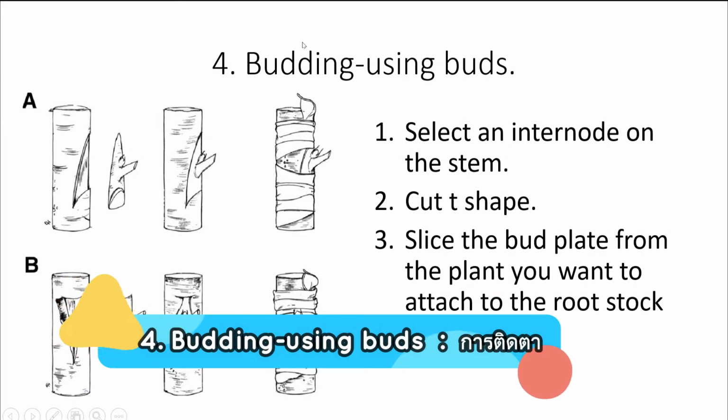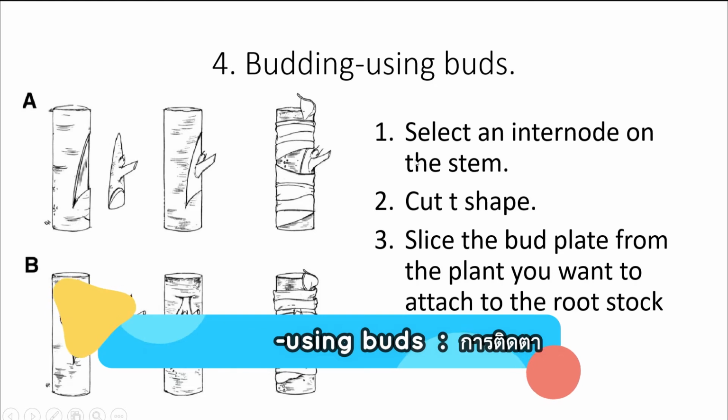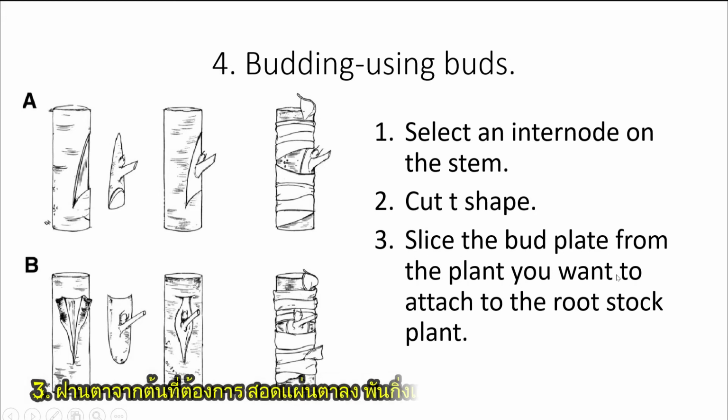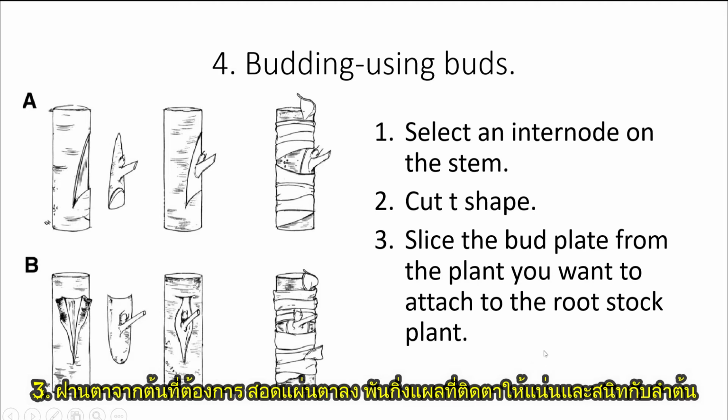This is budding, using buds. This is the bud of the plant. Number 1, select an internode on the stem, cut a T shape. Slice the bud plate from the plant you want to touch to the rootstock plant. You have to cut this in a T shape, like this one. This is the bud of a plant where you get the bud.